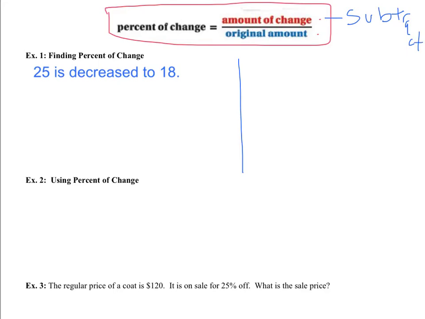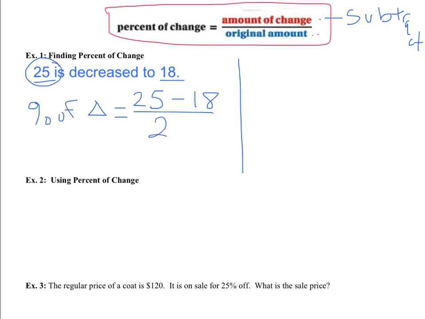This question says 25 is decreased to 18. So the number gets smaller, so that's why they're saying decrease. I'm going to take my percent of change, use a delta sign for the change, and I need to take 25 minus 18 to find my amount of change. And I'm going to divide that by my original. It started out being 25, so that's what they're considering your original.